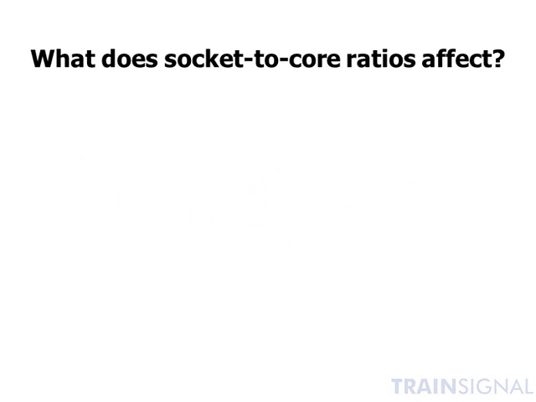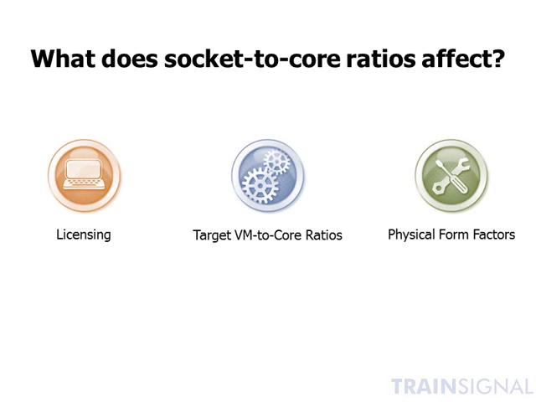What about socket to core ratios? Why does it matter if we specify 2 sockets and 4 cores per CPU or 2 sockets with 8 cores per CPU? Well, there's licensing. It's currently licensed based on the number of sockets.